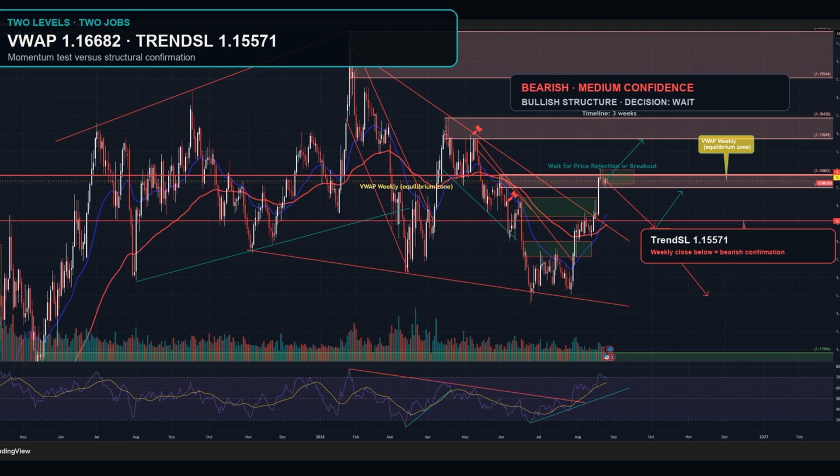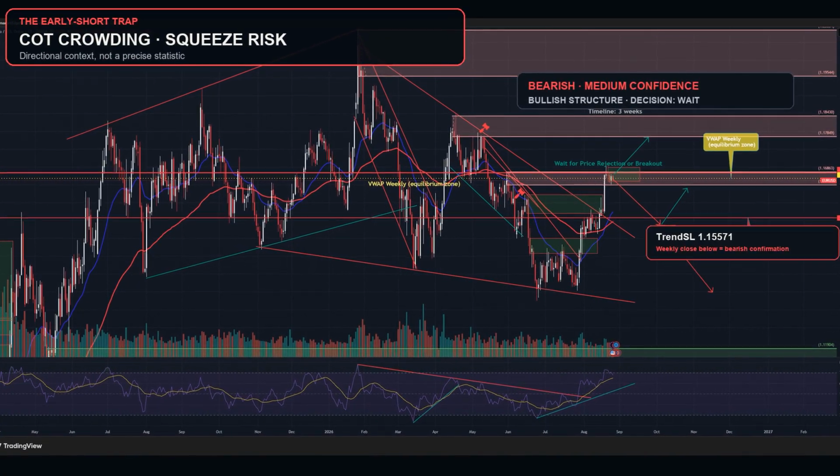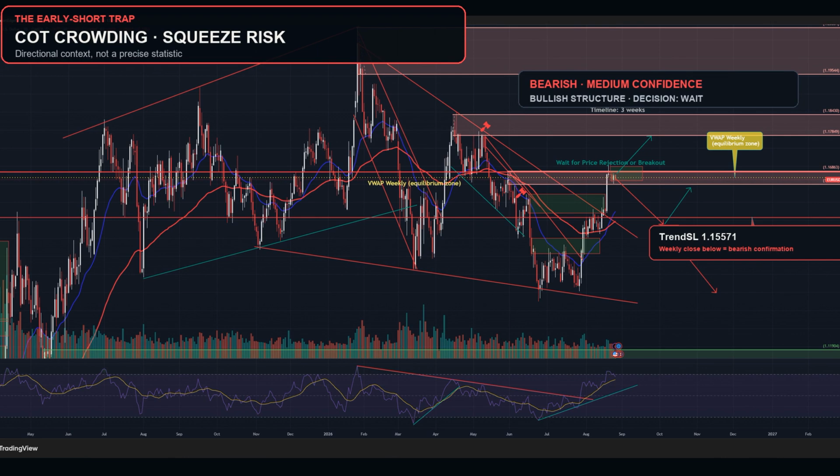Weekly TrendSL at 1.15571 is the structural threshold. Price is approximately 110.5 pips above it, which means the weekly bullish structure remains intact. This is where a reasonable macro view can still become a poor trade. Selling immediately because the Fed sounds hawkish may identify the eventual direction but ignore the current market structure.